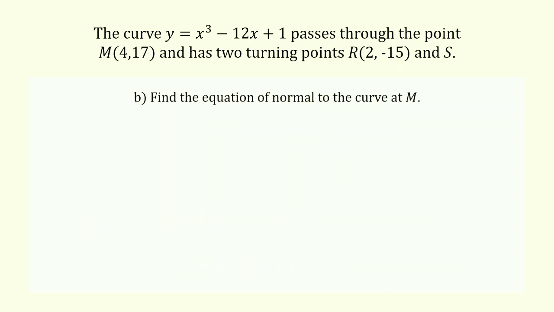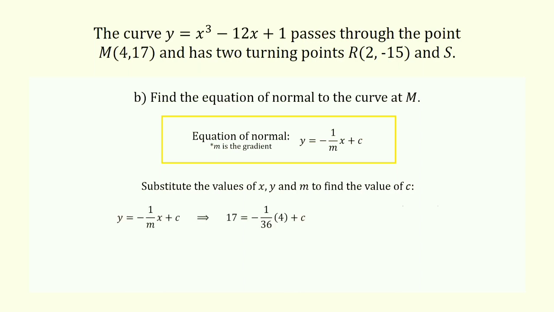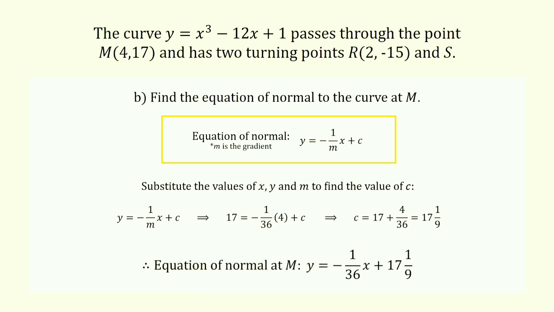Next, for question B, we are asked to find the equation of normal to the curve at M. We know that the equation of normal is y equals negative 1 over m times x plus c. And from the above question, we know the gradient, y coordinate and x coordinate of point M. Then c can just be found by substituting in these values. At the y place would be 17, at the m place would be 36, and at the x would be 4. So it will be 17 equals negative 1 over 36 times 4 plus c. And c will be 17 plus 1 over 9, and it will be 17 1/9. So the equation of normal would be y equals negative 1/36 x plus 17 1/9.